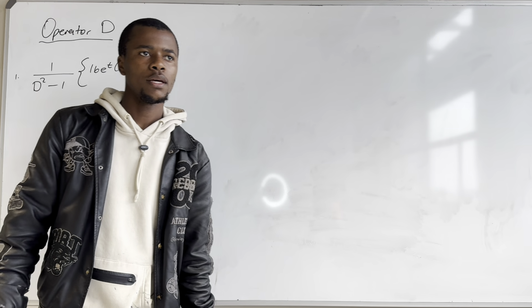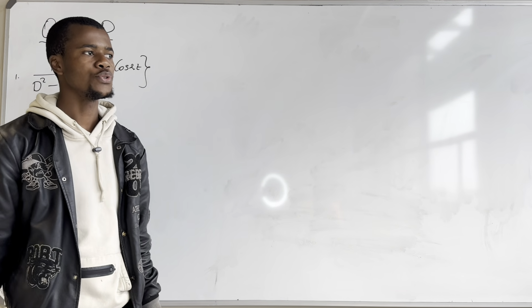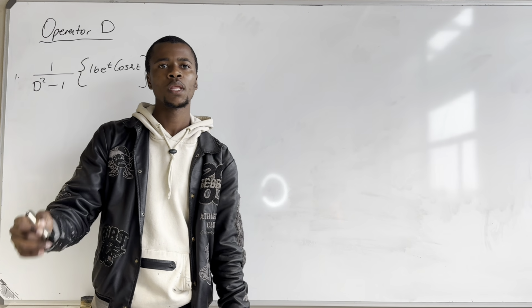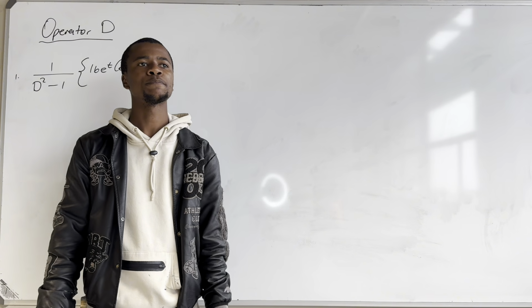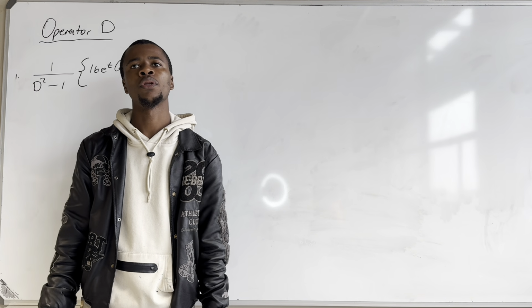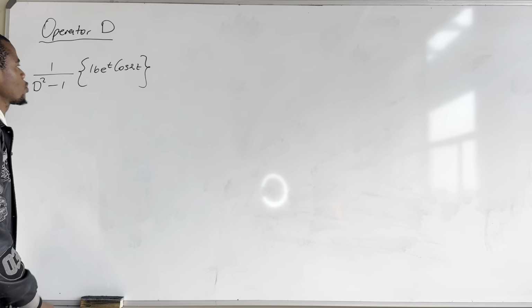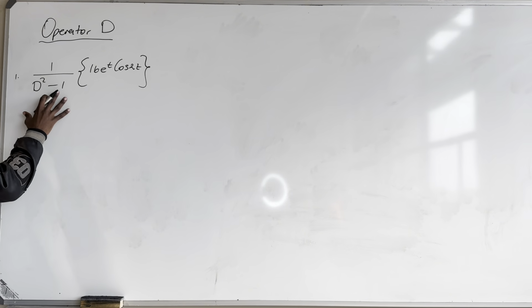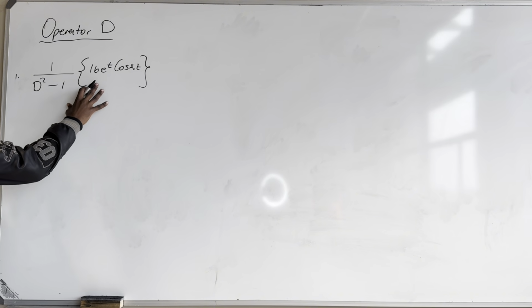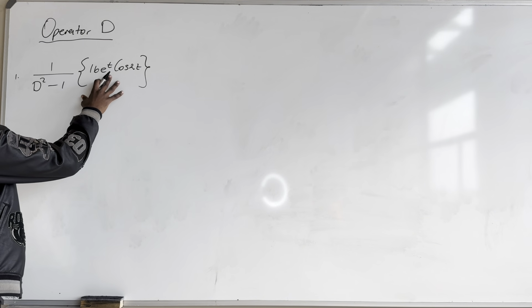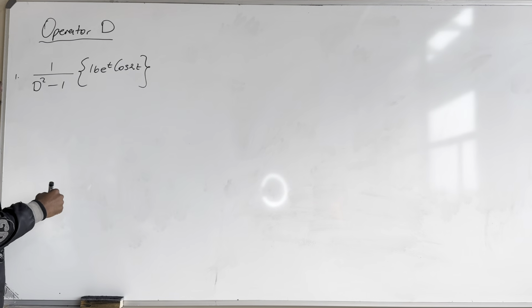Alright, hello guys. In this video, I would like to teach you how to evaluate problems on the operator D. So we have this problem: 1 over D squared minus 1 operating on 16 e to the power of t cos 2t.